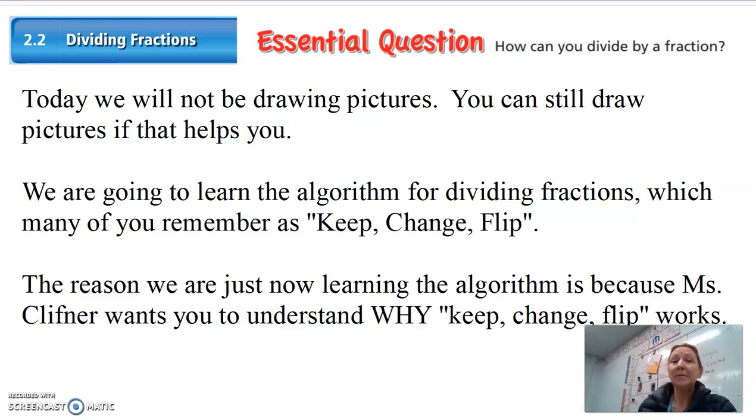Hello, this is Miss Cliffner with another lesson on dividing fractions. And today we're not going to be drawing pictures, but of course you can still draw pictures if that helps. We're going to learn the algorithm, right? An algorithm is just a fancy word for the steps that you use to solve a problem. And the reason that we haven't learned the algorithm up until now is because I want you to understand why the whole keep, change, flip works. So here we go.